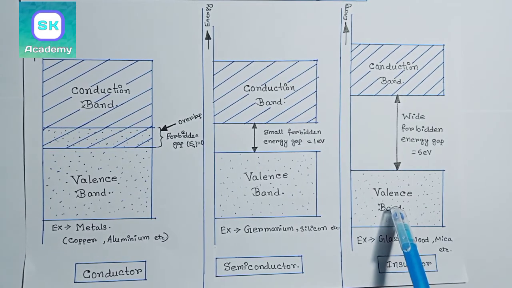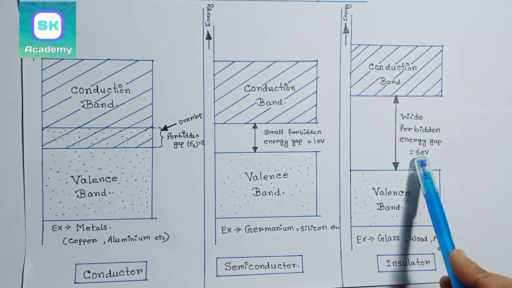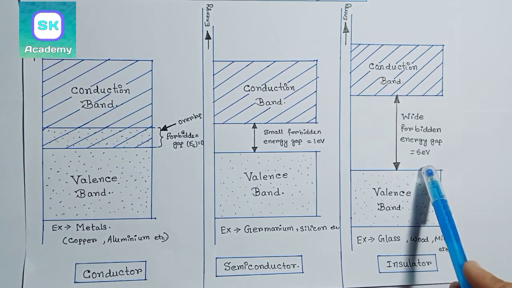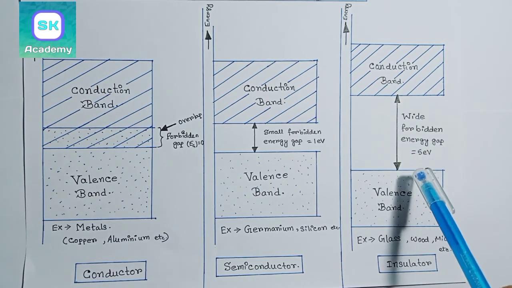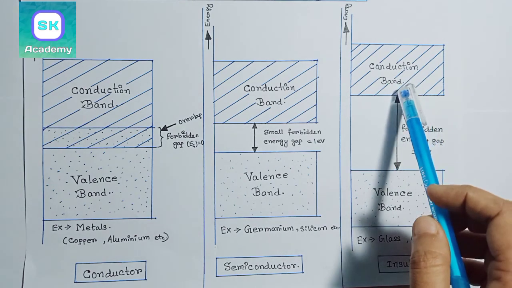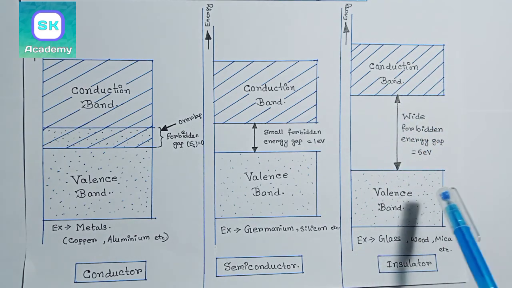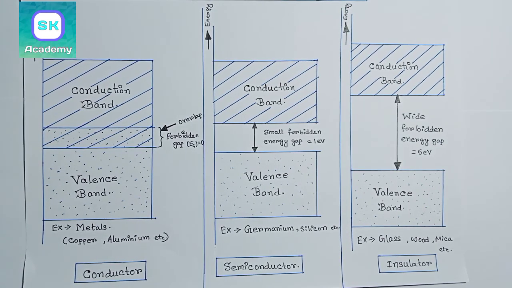But in case of insulator, forbidden gap is very large. Therefore, large amount of energy is needed for an electron to jump from the valence band to conduction band. So in case of insulator, large amount of energy is required.